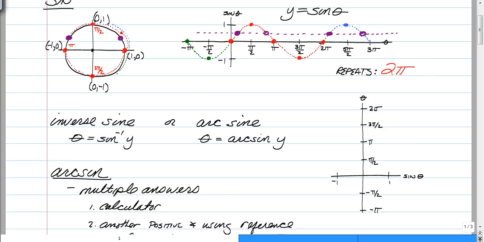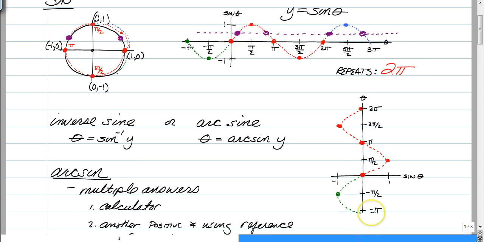So, inverse switches x and y. If we were to just switch our x and y and have an inverse, we are no longer going to have a function, because the original does not pass the horizontal line test. So this is actually what our inverse sine looks like. And of course we can continue in the negative direction as well, just like we did in the original.